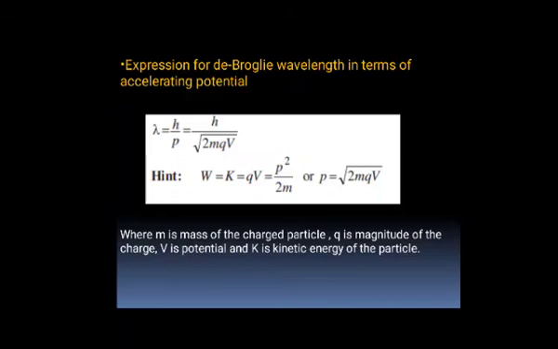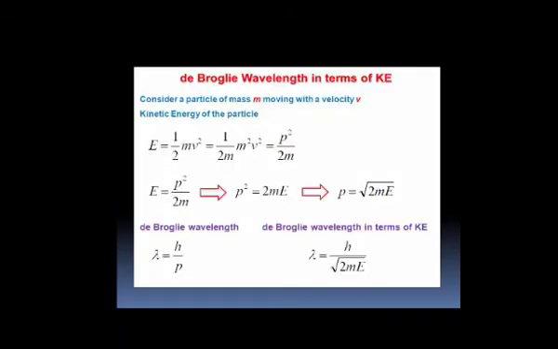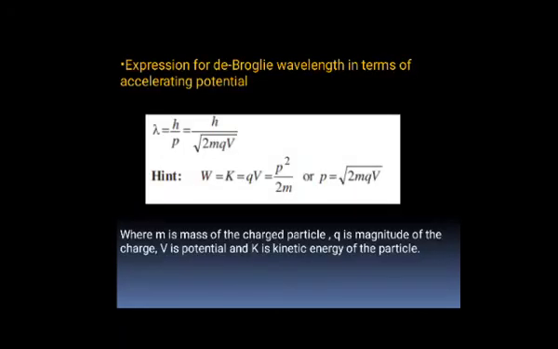We have one formula, that is electric potential is equal to work done divided by charge. Here work done is considered as kinetic energy. So W is equal to K, that is kinetic energy, is equal to charge into potential. In the last slide, we wrote kinetic energy is equal to p square divided by 2m. So substitute it, and you will get qV is equal to p square divided by 2m. Now p is equal to square root of 2mqV. Substitute it, and you will get lambda is equal to h divided by square root of 2mqV.